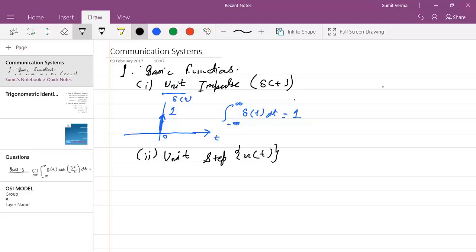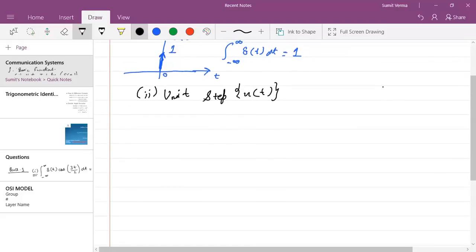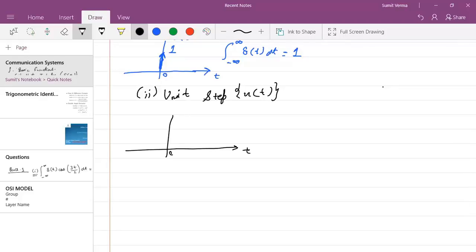So this unit step signal, let's see the graph of how it is defined. Same thing, this is my time axis and this is my t equals 0 point. This unit step function is defined for all values greater than or equal to t equal to 0. If I write the definition of this function, u(t) equals 0 for t less than 0, and it is equal to 1, because it is a unit step function, for t greater than or equal to 0.